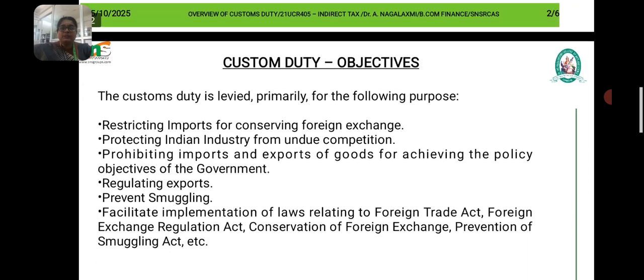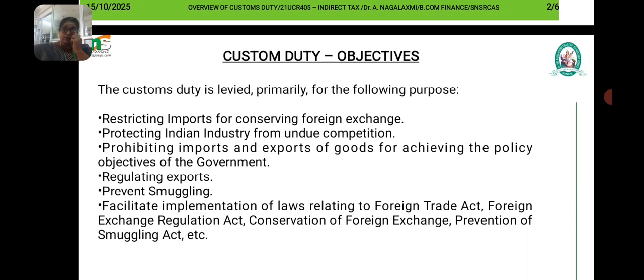Next, we are going to see the objectives of customs duty. For what purpose are they levying the customs duty? The customs duty is levied primarily for the following purposes. What are the following purposes? Restricting imports for conserving foreign exchange. Protecting Indian industry from undue competition.